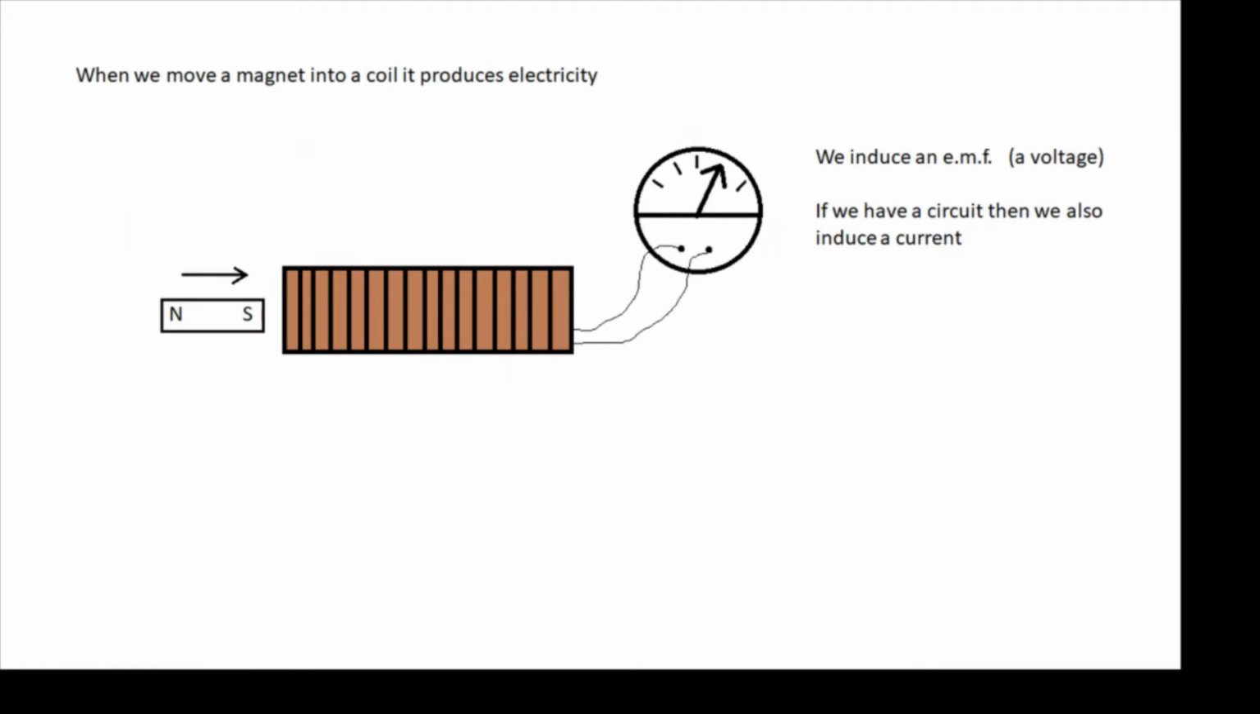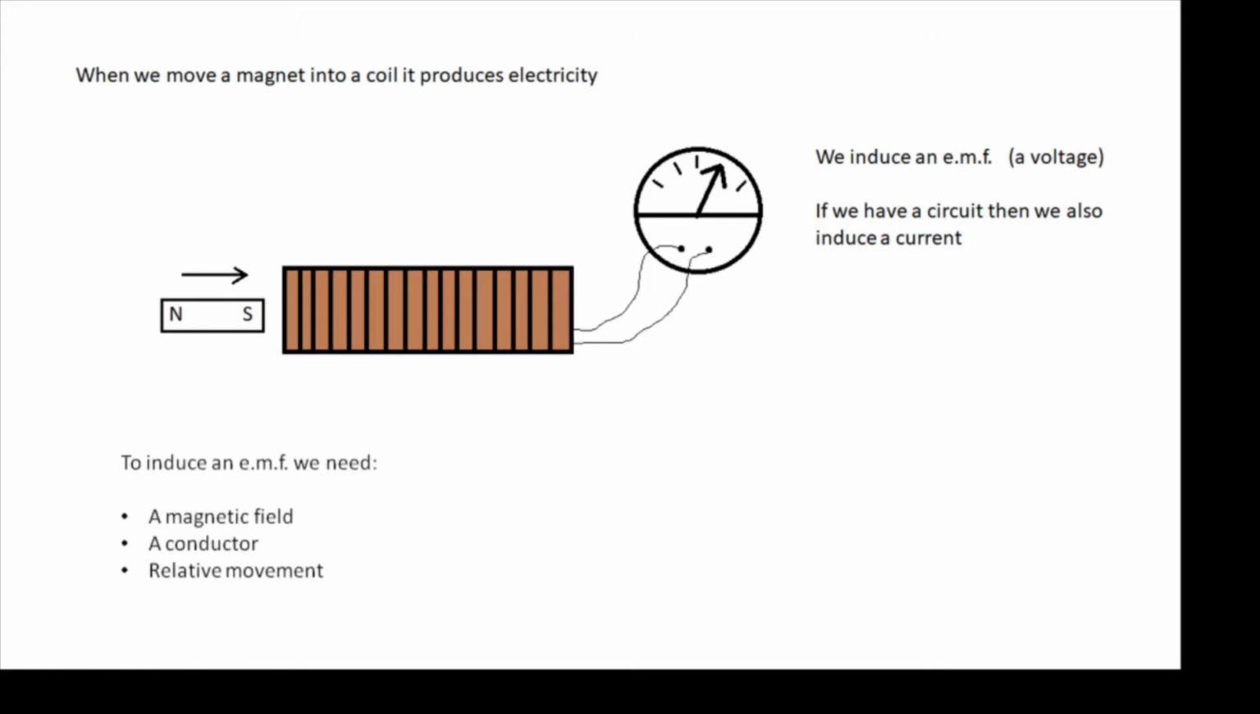Now, when we move a magnet into a coil, it produces electricity. There's a coil, we're moving a magnet into the coil, and we induce an EMF. We make an EMF happen. An EMF is basically a voltage, so we are making a voltage happen. If we have a circuit, then we also get an induced current. But even if you didn't have a circuit, you'd still get an EMF.